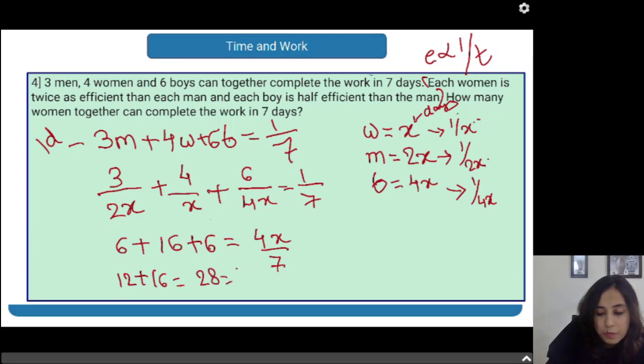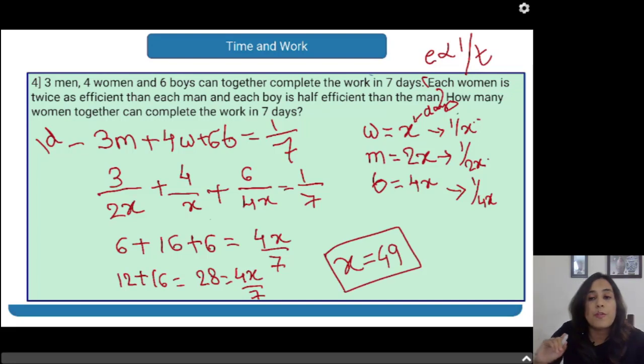And that is equal to 4X upon 7. So I get the value of X as 49. The value of my X comes out as 49, which means that the woman is taking 49 days. One woman is taking 49 days to complete the job, one man is taking 49 into 2 days to complete the job, and one boy is taking 49 into 4 days to complete the job all by himself.